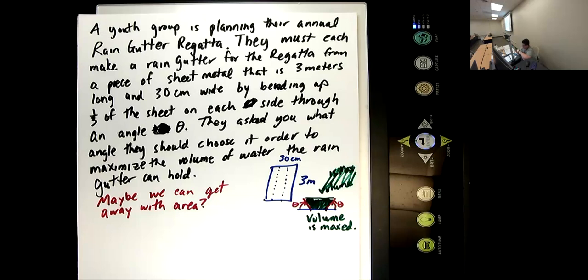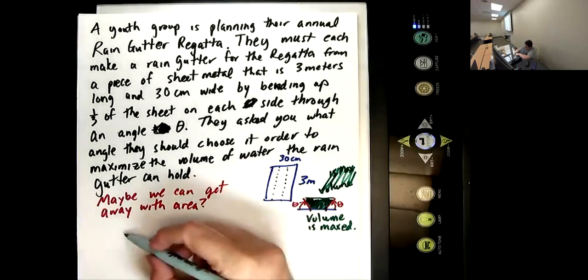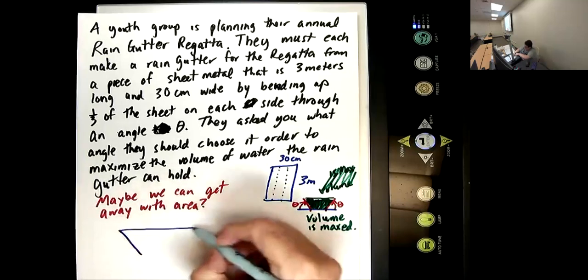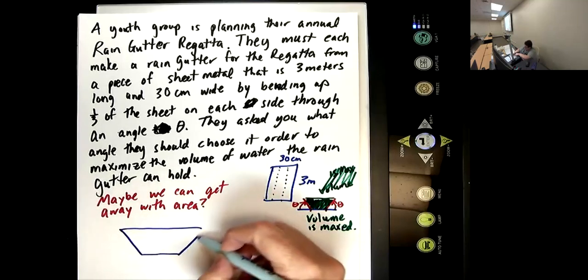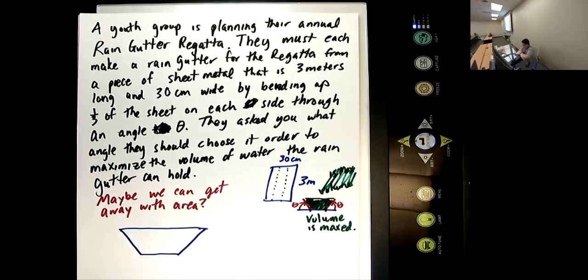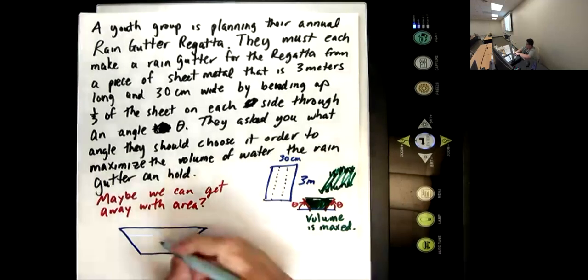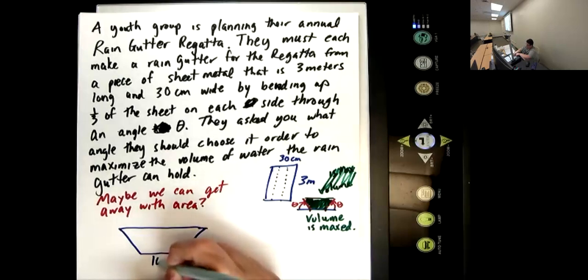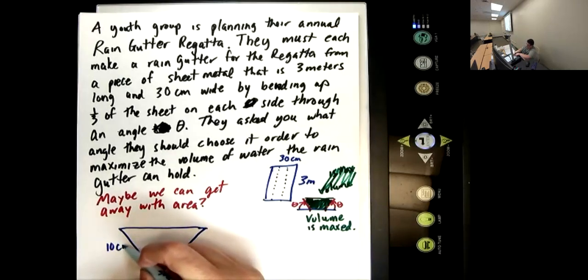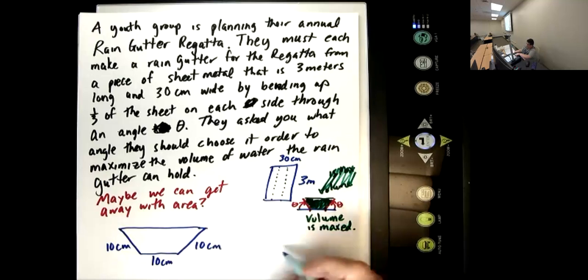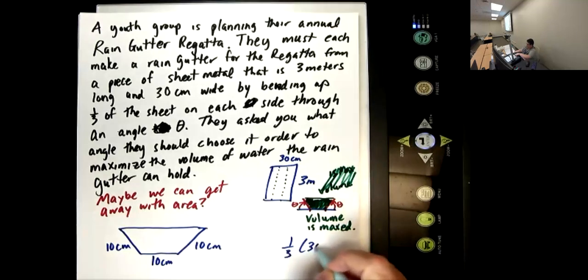So the question is, what do we got here? We got a shape like this. I would say we know 3 of those sides. What 3 sides do we know there? Dalton? Bottom. They are what? 10 centimeters. How'd you get that? A third of 30 centimeters, yeah.